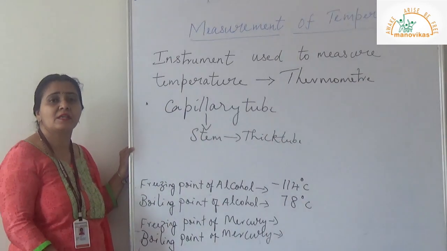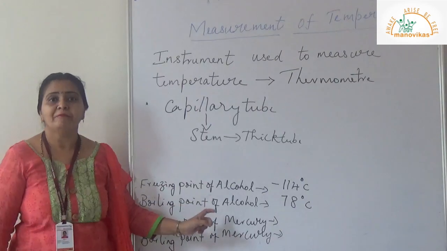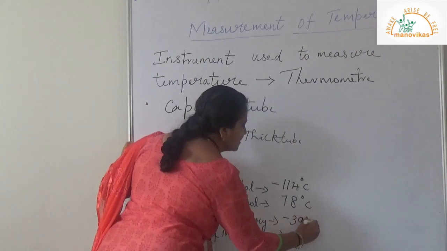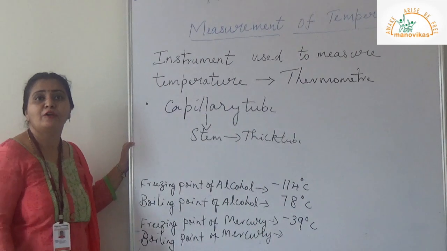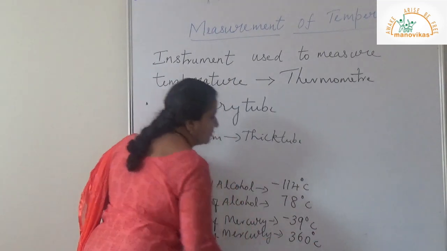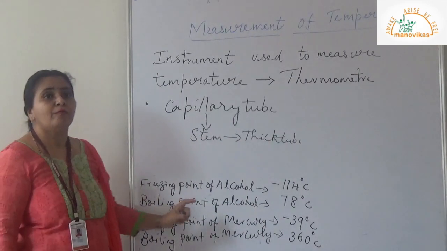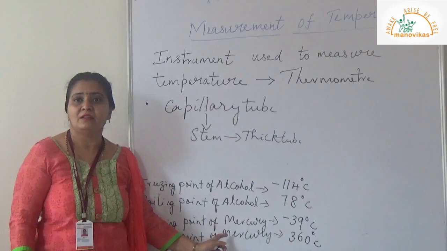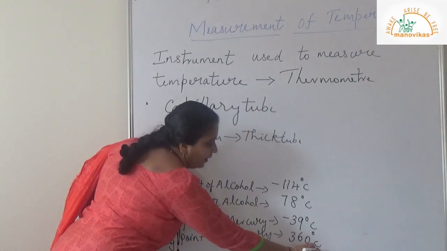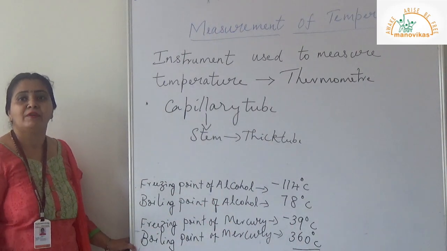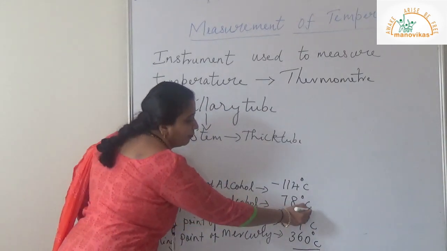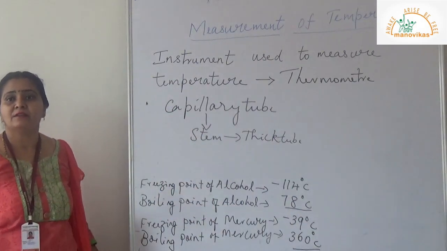Now let us see the freezing point of mercury. The freezing point of mercury is minus 39 degrees Celsius, and the boiling point of mercury is 360 degrees Celsius. So here we use a mercury thermometer to check the boiling point of water. Why? Because the boiling point of mercury is 360 degrees Celsius, and we may not use the alcohol thermometer because the boiling point of alcohol is only 78 degrees Celsius.